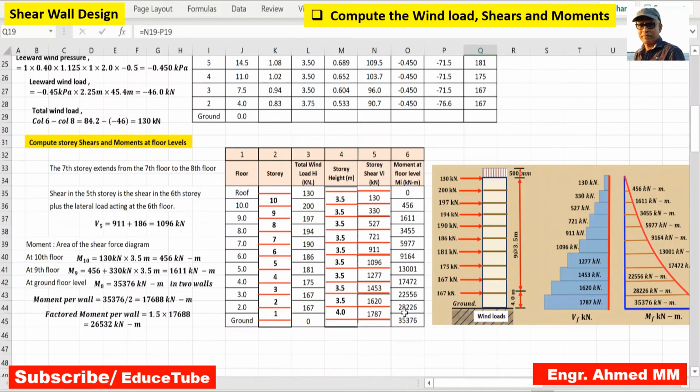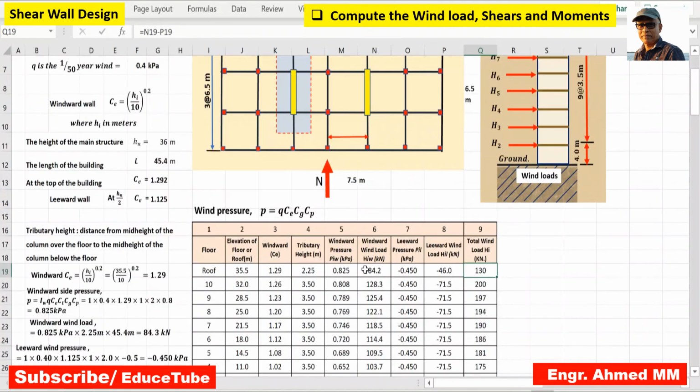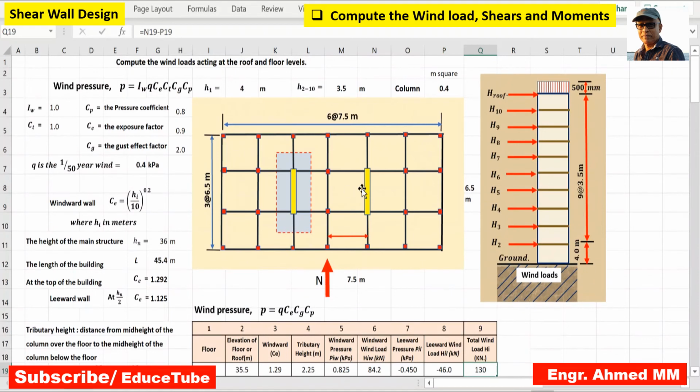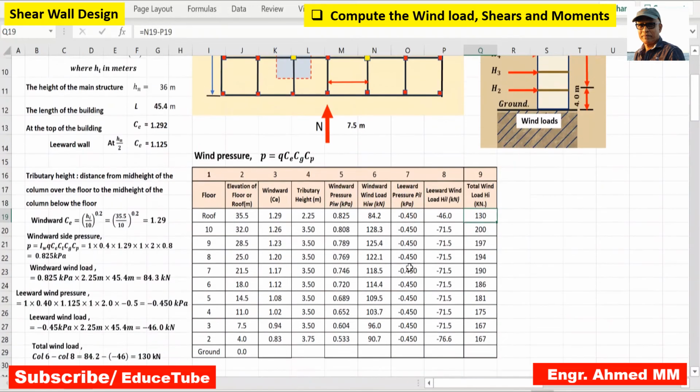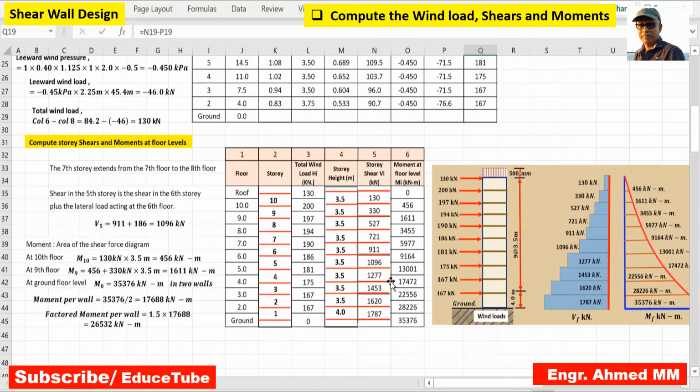But the question is, this value is for two walls, because if we look here, you can see two walls, and wind load is acting in this direction, from here to here, 45.4 width. This is the wind load acting on these two walls. So what are the values we got? We have to divide it by 2 to get for one shear wall. Same procedure we will follow, right? So I divided it by 2.